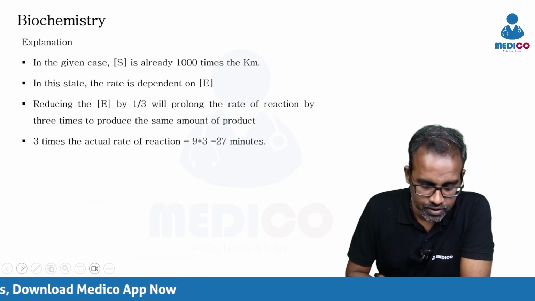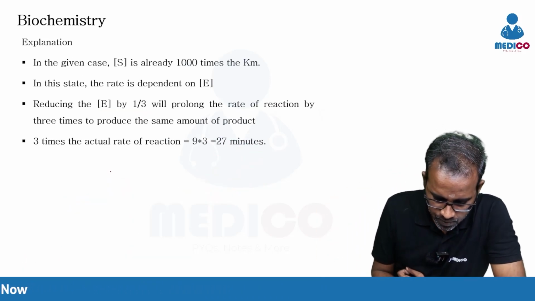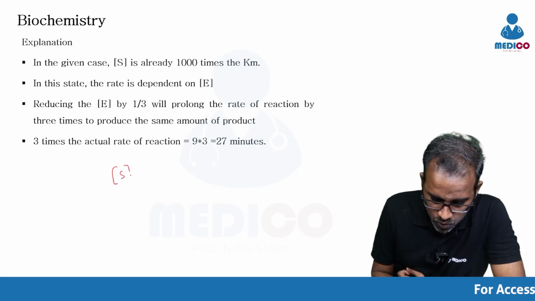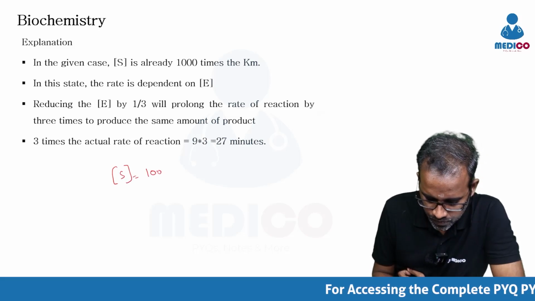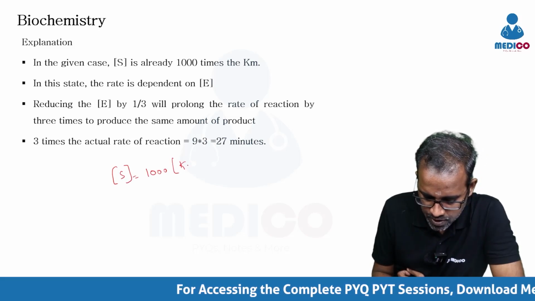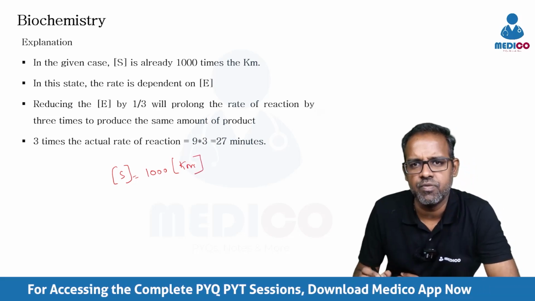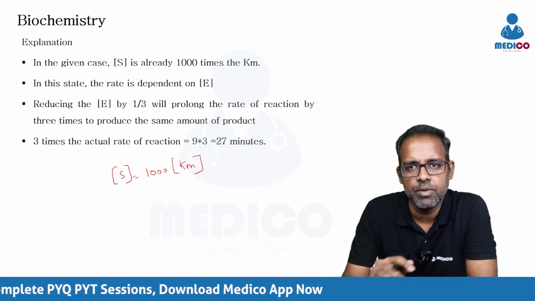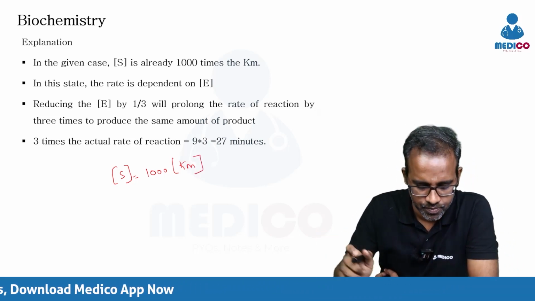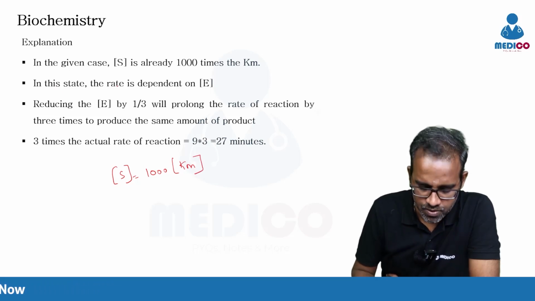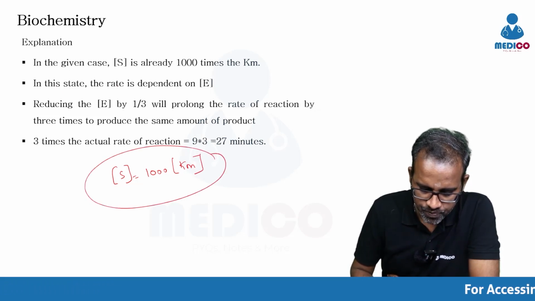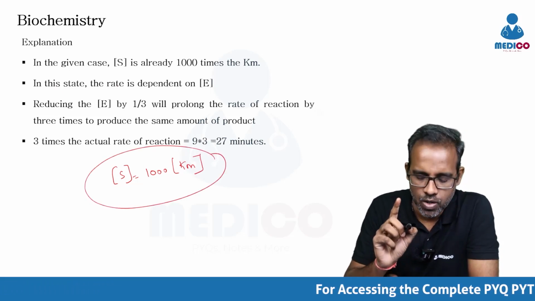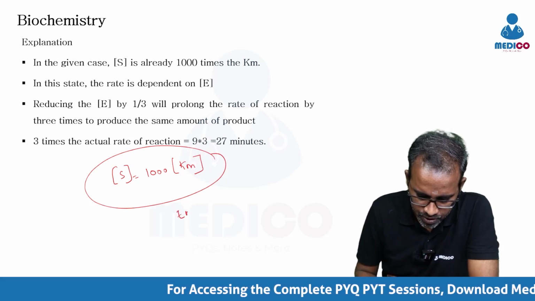So in this case, to start with, the substrate concentration is already 1000 times the Km. That means the substrate is present in very high concentration. That means all the active sites are already saturated. In this condition, the rate of the reaction depends only on one factor, that is enzyme concentration.